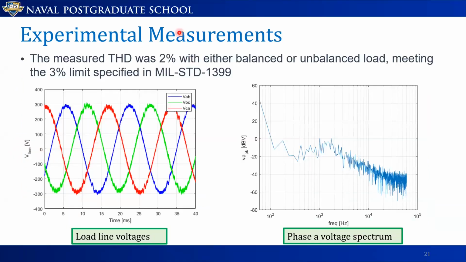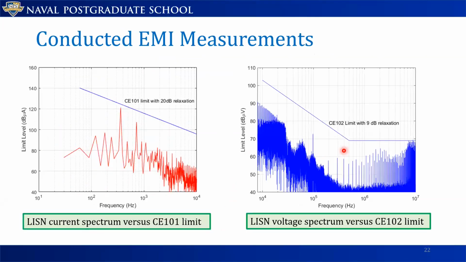First we verified that the THD was within the limit specified in military standard 1399. The limit is 3%. Our THD was 2%, so this meets the limit, and we are happy with the result. So we are able to cancel virtually the common mode, but still meet the limits in the 1399. And here we see the time domain and frequency domain pictures for this.